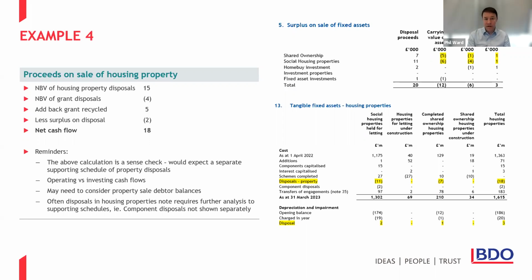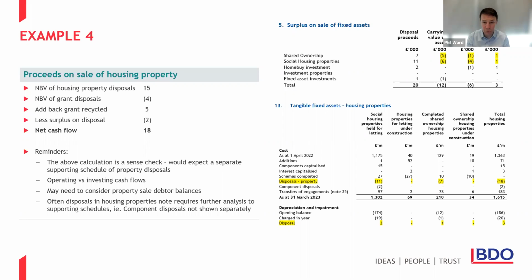You might or might not need to think about property sale debtor balances. They tend not to occur where you have individual property sales, but they might occur where you've got a whole raft of stock that you're selling to another RP or to another third party. The other thing to think about is often your disposals in the housing properties note might need further analysis with supporting schedules to get to the figures you're looking for.